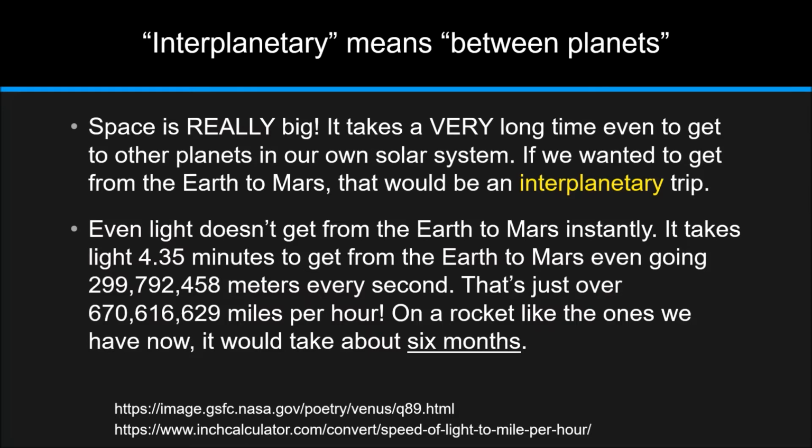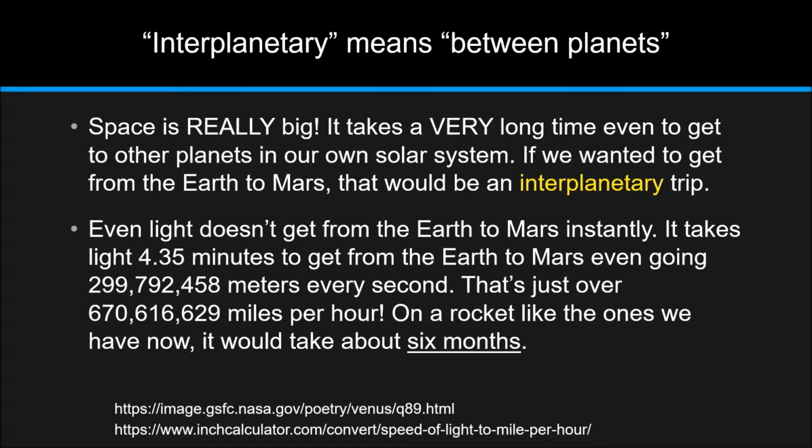Even light doesn't get from the Earth to Mars instantly. So if light's coming from the sun and it passes Earth, from when it passes Earth to when it gets to Mars, it doesn't do it in an instant or a snap of your fingers. It takes even light 4.35 minutes to get from the Earth to Mars, even though it's going 299,792,458 meters every second. That's over 670,616,629 miles per hour.